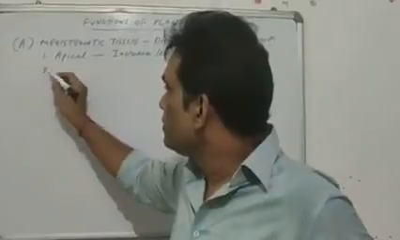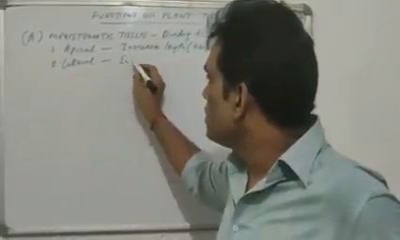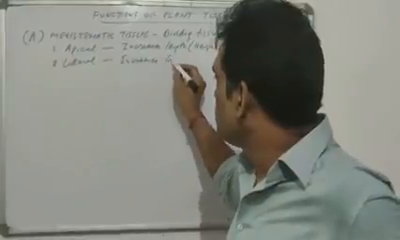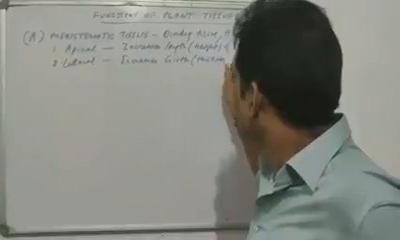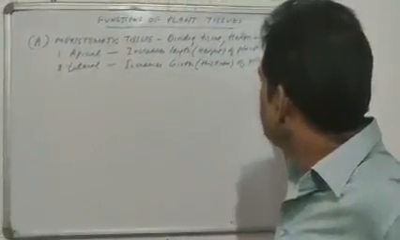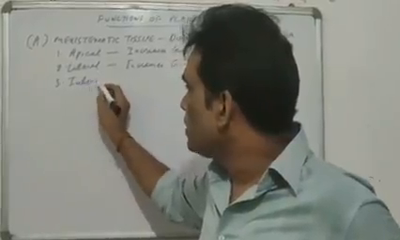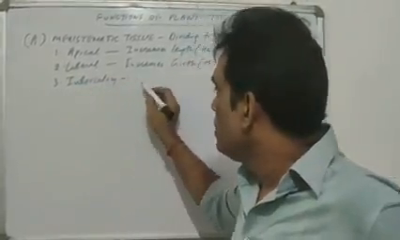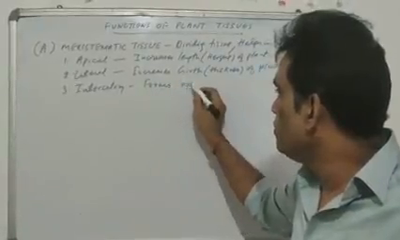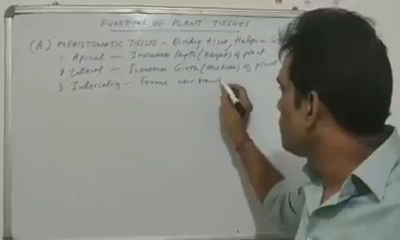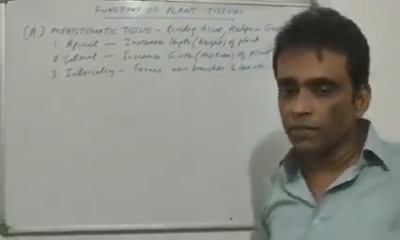The second is the lateral meristematic tissue. It increases the girth or the thickness of the plant. And the third one, what is called intercalary meristematic tissue, it helps in the formation of new branches and leaves. So that is the function.